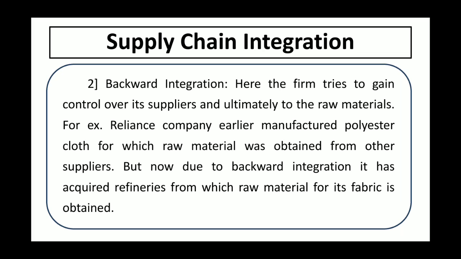And one more is backward integration. Here the firm tries to gain control over its suppliers and ultimately the raw materials. For example, Reliance company earlier manufactured polyester cloth, for which the raw material was obtained from other suppliers. But now, due to backward integration, it has acquired refineries from which the raw material for its fabric is obtained.